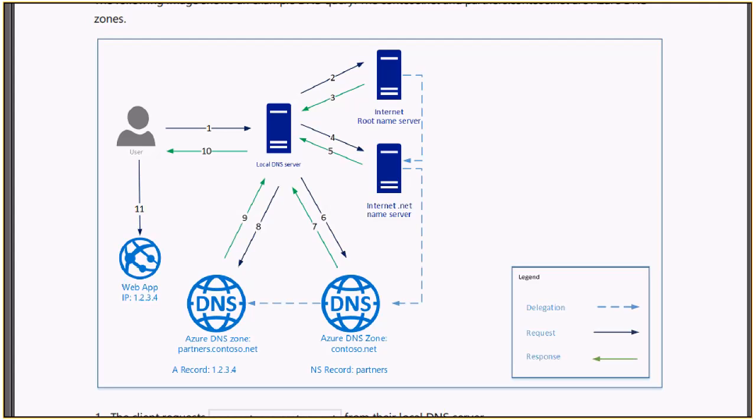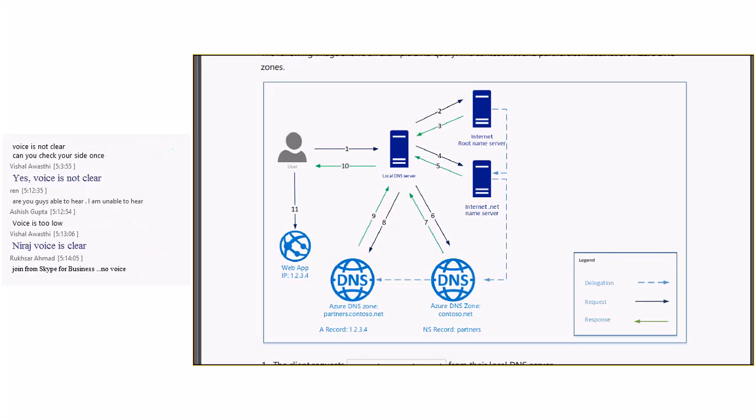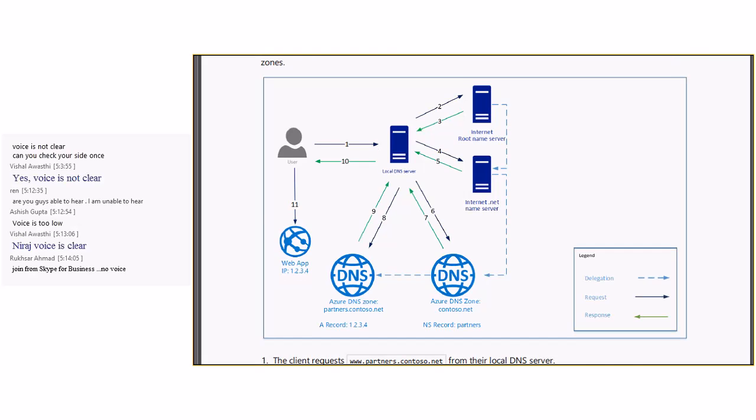So it works in harmony. You have the local DNS server, and then you have root DNS servers, and then you have your internet provider name server which hosts your domain name, and then you have your Azure DNS. So that's how it works in a complete package.